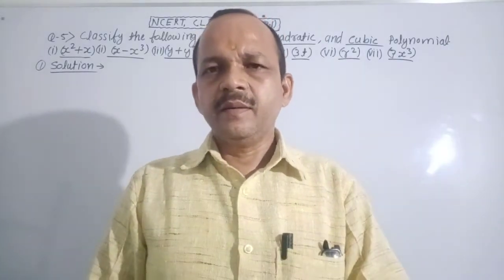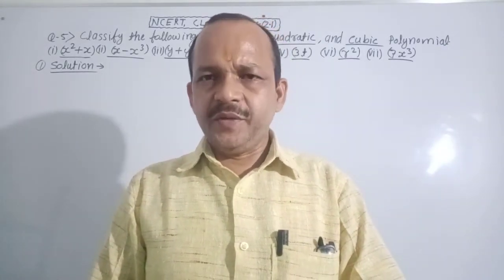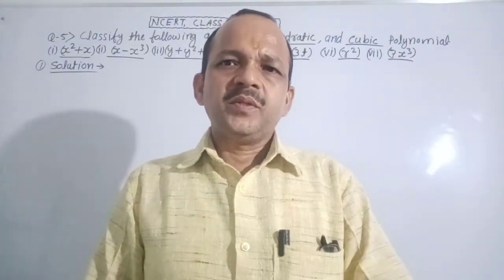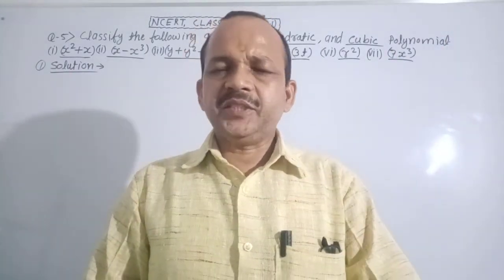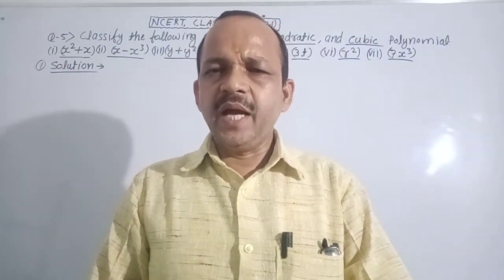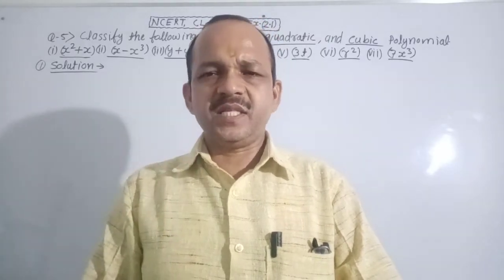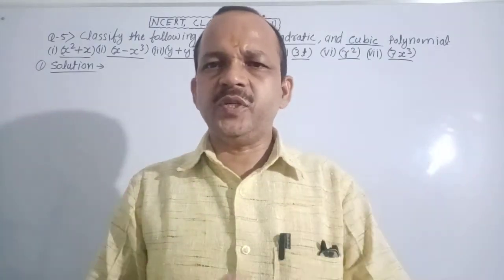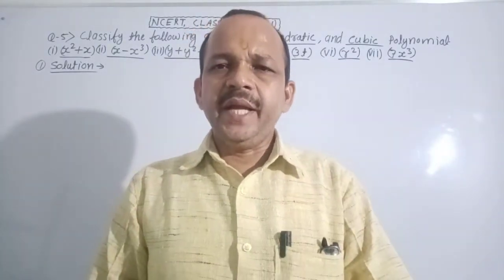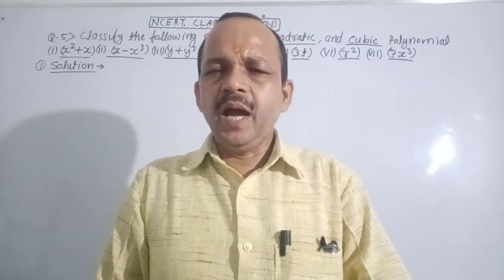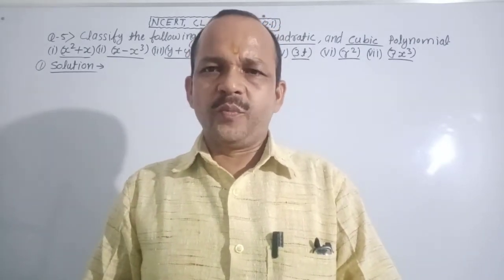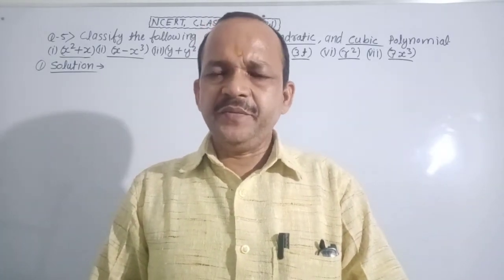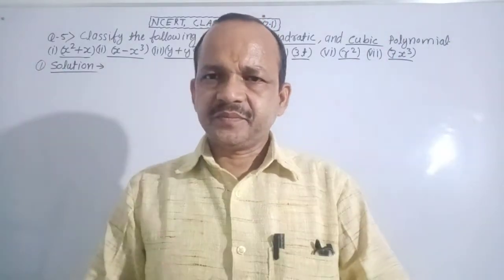For example, minus 5, minus 3 by 4, 2 by 3, and so on. Next, zero polynomial. A polynomial having only one term, namely 0, is called a zero polynomial. Is zero polynomial clear? Very good. Next, monomial. A polynomial having one term is called a monomial. For example, 3 by 5 xz, and so on.